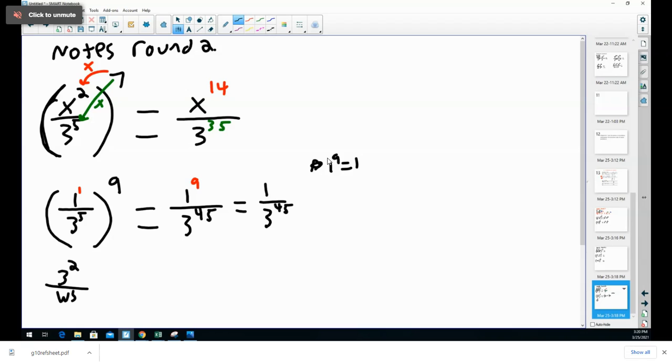So we have 3 squared over w to the 5th. That's a pretty ugly exponent, if I do say so myself. That looks like w5. And so this is 3 to the 16th over w to the 40th. And that's fully simplified. Again, 3 to the 16th is just too big.